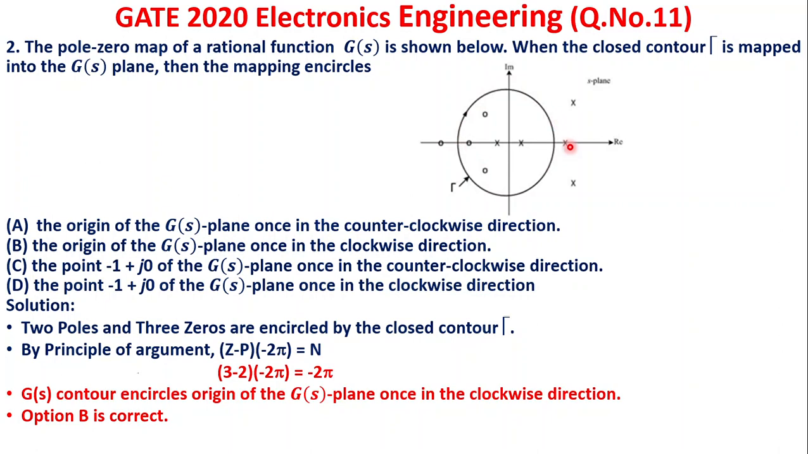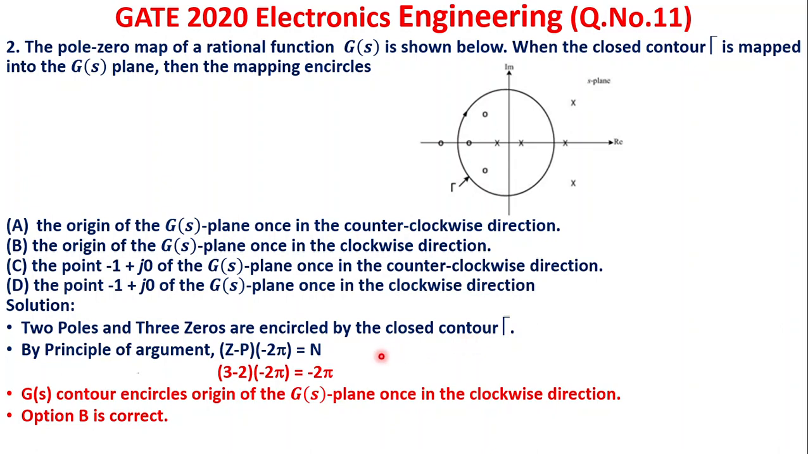We should see it is actually encircling the two poles and three zeros. So two poles and three zeros are encircled by the closed contour. So by principle of argument (Z - P) × (-2π) = N. How many zeros inside? 3. How many poles inside? 2. So (3 - 2) × (-2π) = -2π. That means one clockwise encirclement of the G(s) plane contour about the origin. That is the correct answer.